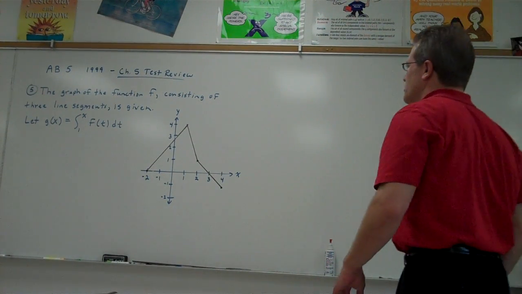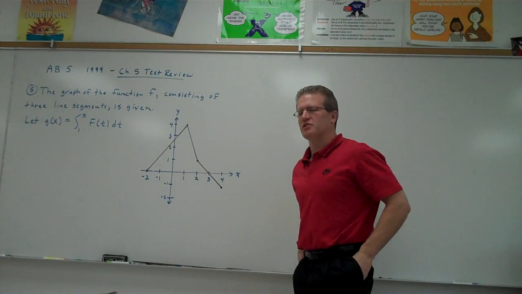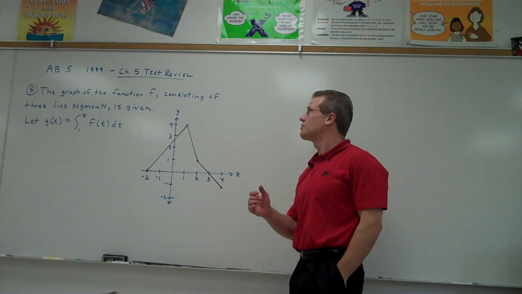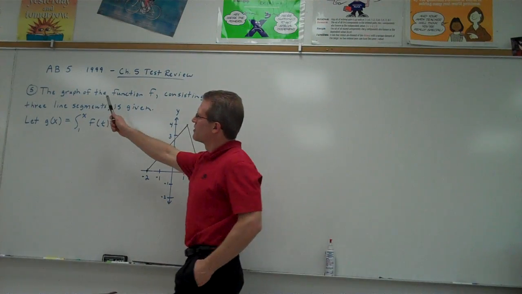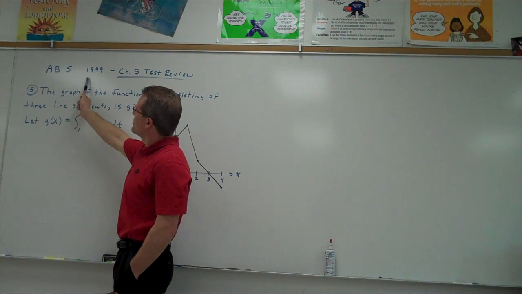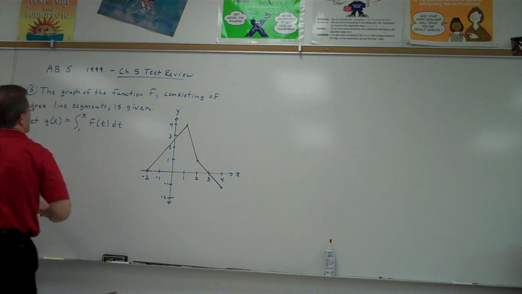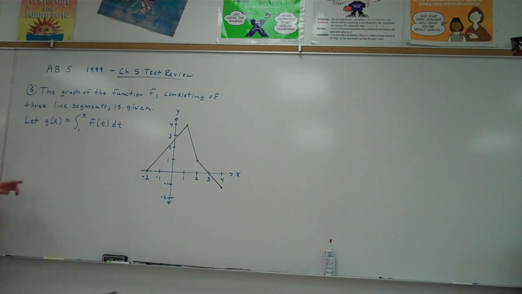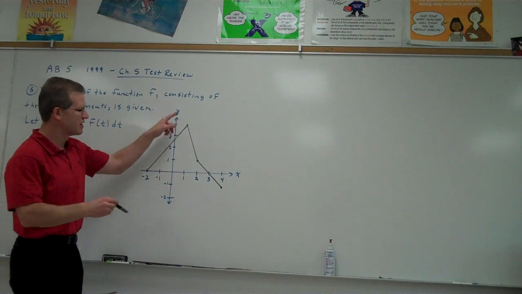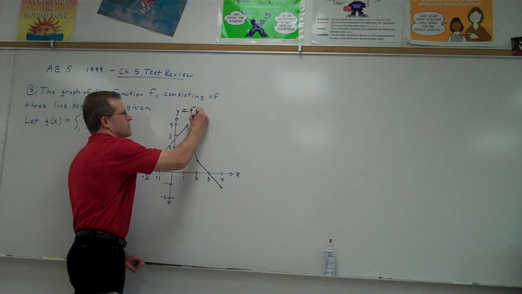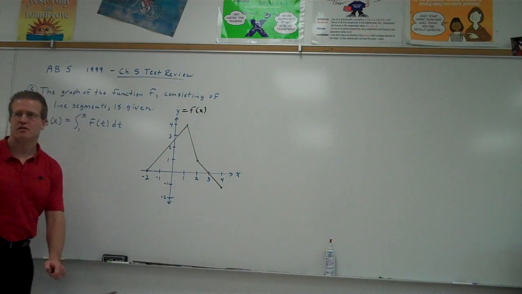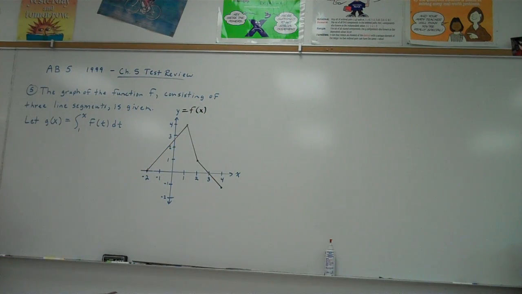Okay, this is a Chapter 5 review problem, or actually the Benchmark 6 test, Chapter 5 Benchmark 6 test. It's an old problem off the AP exam, 1999, number 5. The graph of the function f, consisting of 3 line segments, is given. So there are 1, 2, 3 line segments. This is a graph of f of x. In other words, the y-coordinate represents y equals f of x.